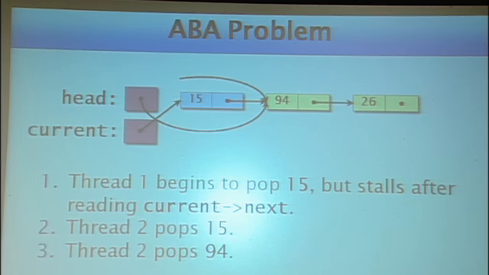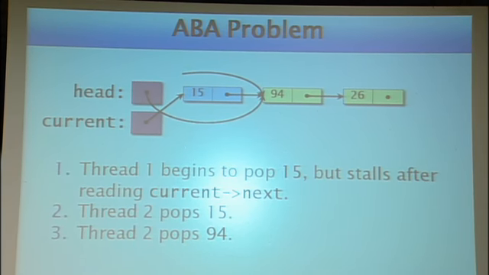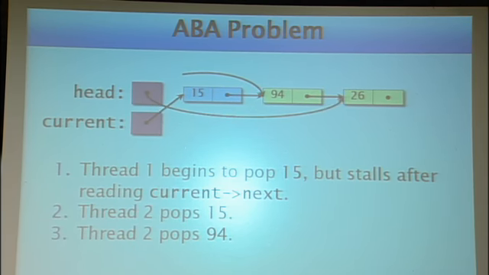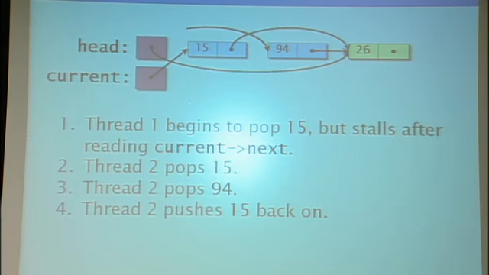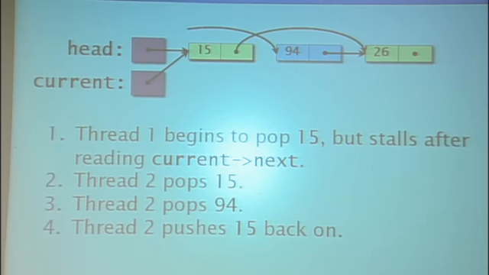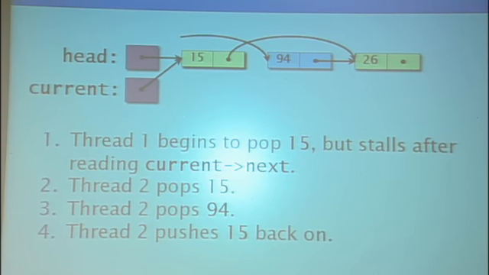But what could actually happen here? Thread 2 keeps going on. It says, oh, let me pop 94. Okay, so it does the same thing. Okay, so thread 1 is still stalled here, not having completed its compare and swap. Okay, it swaps 94. Then thread 2 goes on and says, oh, let's put 15 back on. So it puts 15 back on, because after all, it had 15. Okay, so now what happens here?